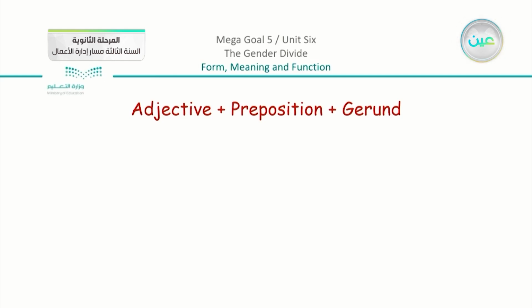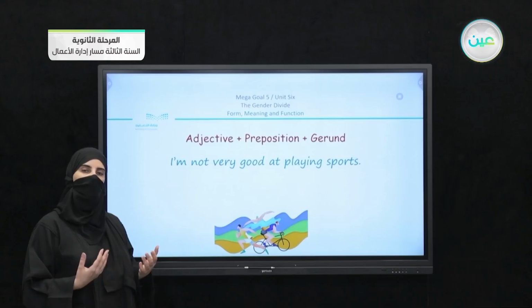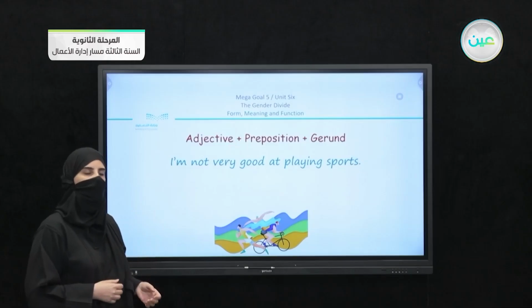Now, since you are going to talk about your personal activities and hobbies, you can use the form adjective plus preposition plus gerund. Now, for example, we have here, I'm not very good at playing sports. You can see that good is the adjective, at is the preposition, and playing is the gerund. So don't forget that the gerund is actually a verb, but it functions as a noun.